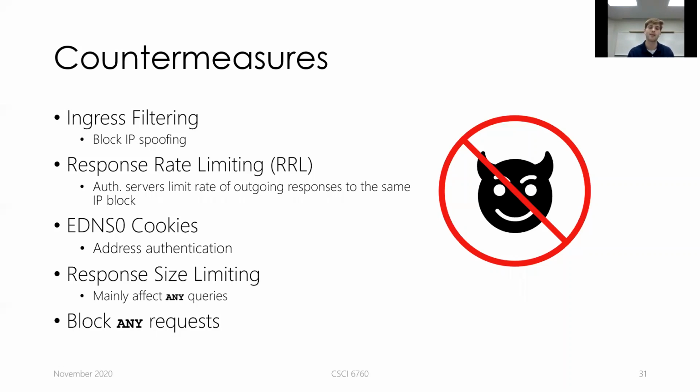The second is response rate limiting. Pretty straightforward. Your authoritative servers, if multiple responses are being sent to the same IP block, are going to limit the rate of outgoing responses. The third one down there is EDNS0 cookies. And this one is actually one of the most promising countermeasures going forward. It's not fully deployed right now. It's not fully functional right now. But EDNS cookies introduce some sort of address authentication. So your authoritative servers are not going to include the DNS extensions when they send the response back until the user provides some sort of cookie or authentication to that server.